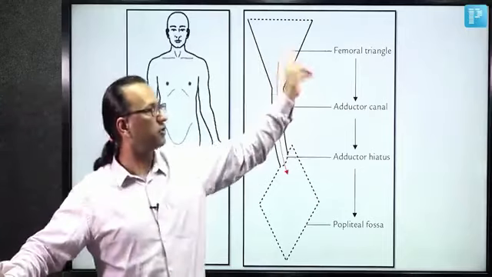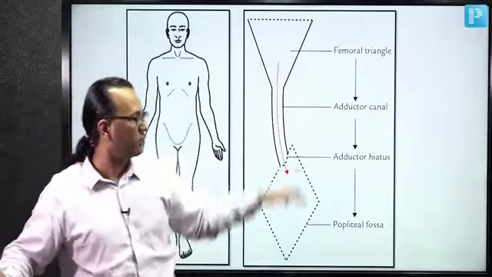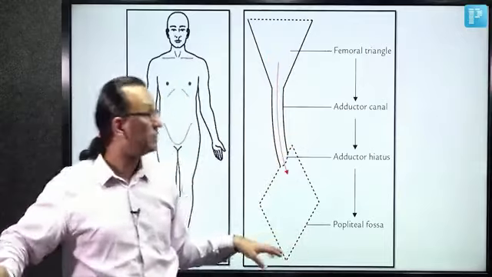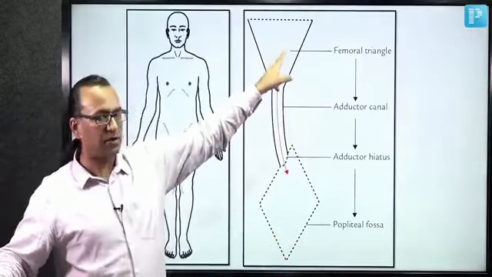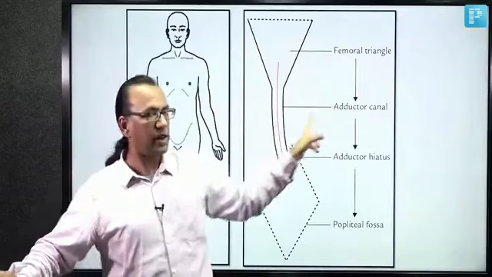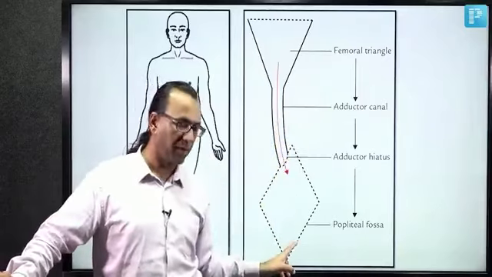In the upper thigh, there is the femoral triangle. In the mid thigh, there is the adductor canal. In the lower thigh, you have the popliteal fossa. There will be the femoral artery in the femoral triangle, continuing as the femoral artery in the adductor canal, but becoming the popliteal artery in the popliteal fossa.